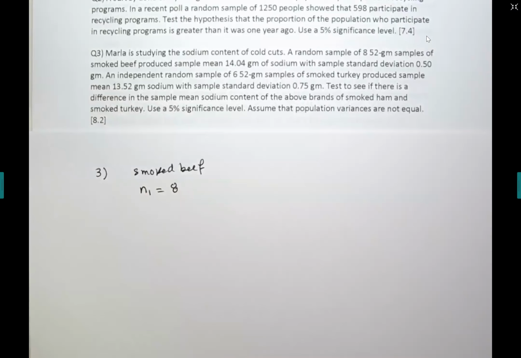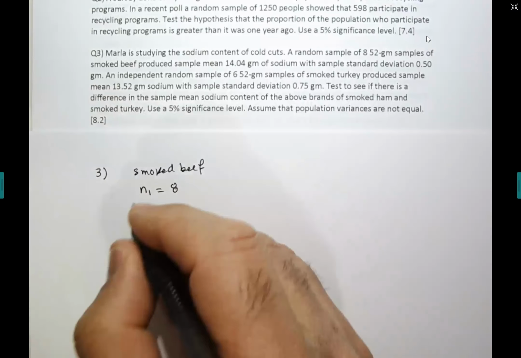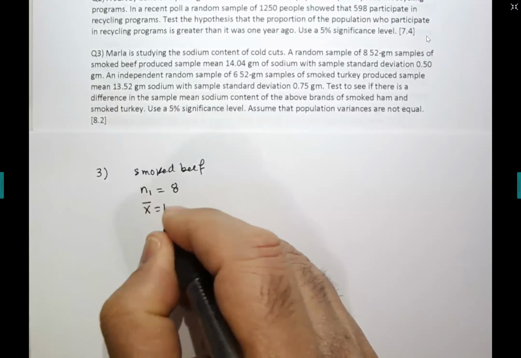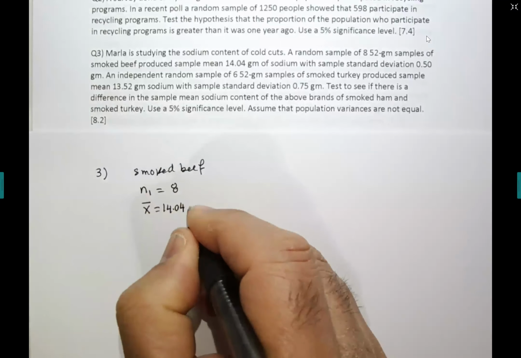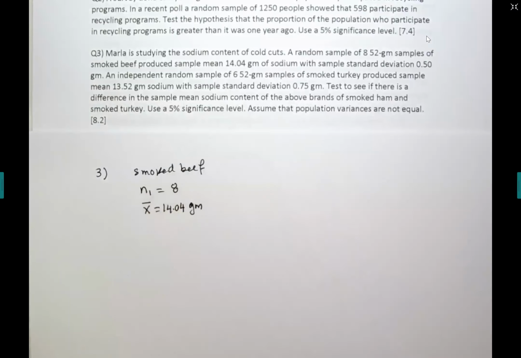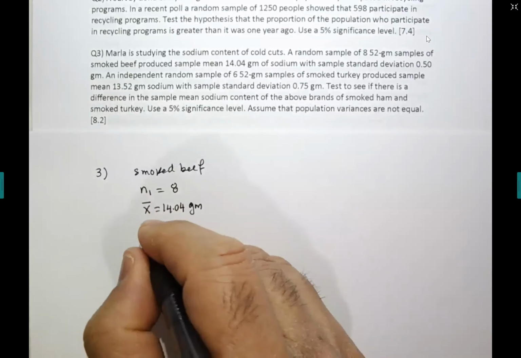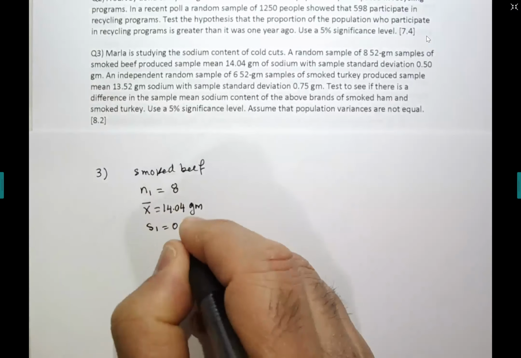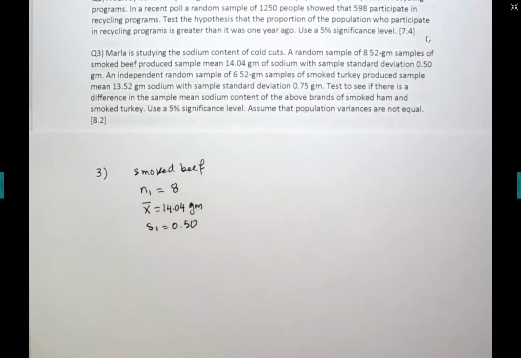Produce a sample mean of 14.04 grams of sodium with a sample standard deviation of 0.5. So S1 is 0.5 grams. And I think, guys, you should agree this is a sample standard deviation because he says sample standard deviation.